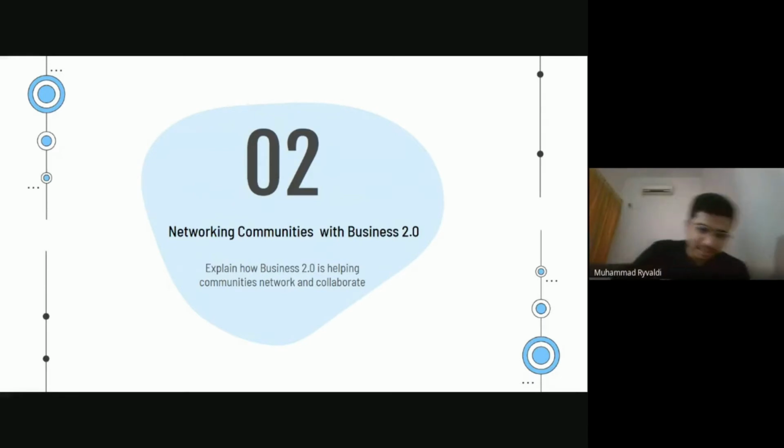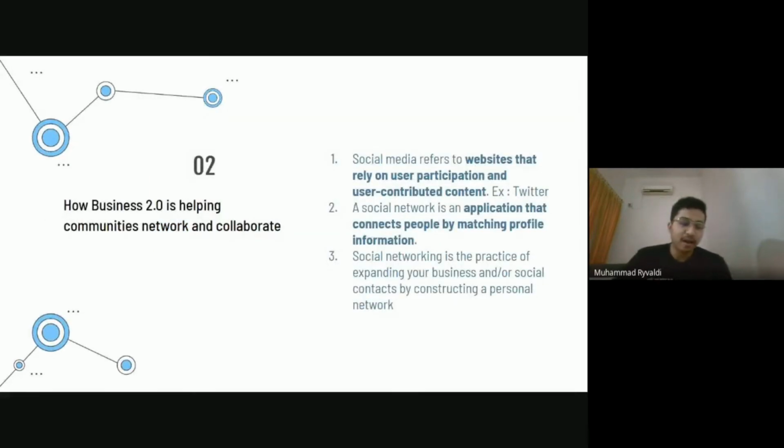Okay, the second point is networking communities with Business 2.0. How Business 2.0 is helping communities network and collaborate. First, social media refers to websites that rely on user participation and user-contributed content, for example, Twitter. The second, a social network, is an application that connects people by matching profile information. And the last one, social networking, is the practice of expanding your business and/or social contacts by constructing a personal network.